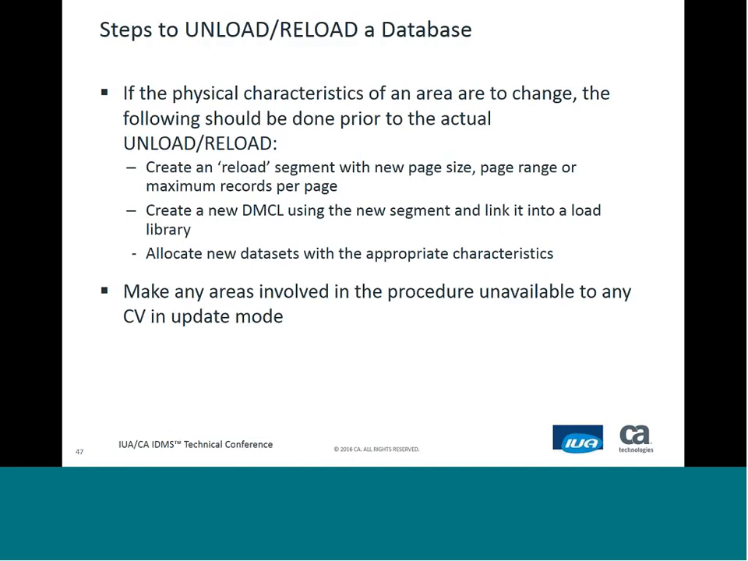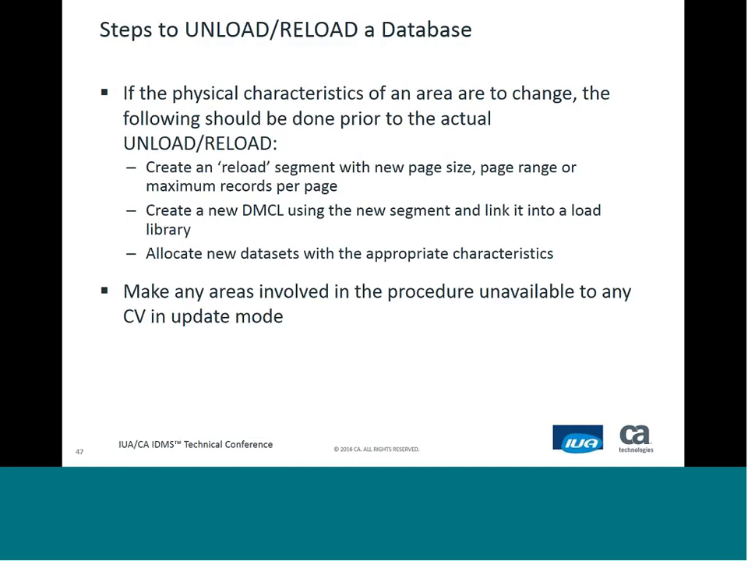So we're going to now get into the steps for doing an unload reload. If the physical characteristics of an area are changed, the following should be done prior to the unload reload. Here I want to create a reload segment, in other words, a new segment definition where the new page size, page range, or maximum records per page are defined. I'll create a new DMCL using that new segment, and I'll want to link that into a given library. And then allocate any new data sets with the appropriate characteristics.